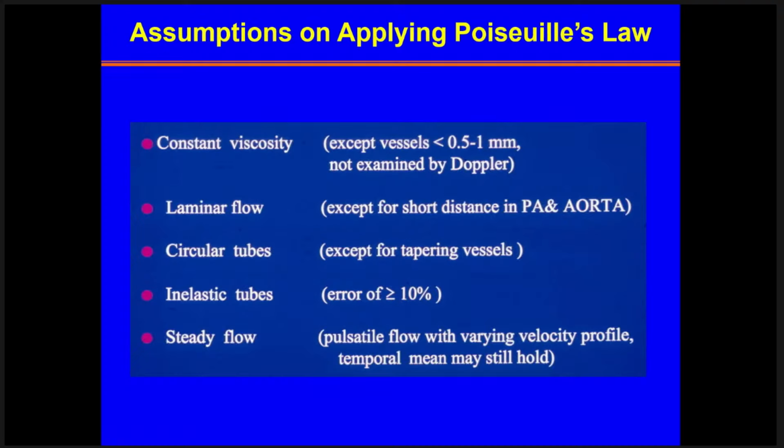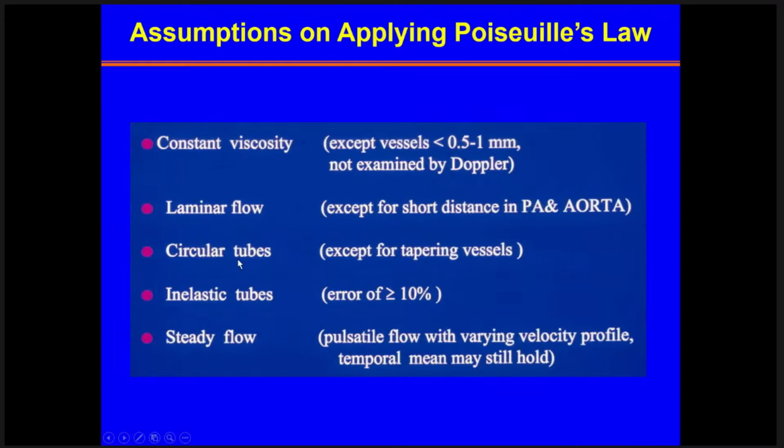One of the assumptions you see in this expression is that the viscosity is constant and does not change. That assumption holds until you start looking at very small blood vessels, less than 0.5 millimeters or 1 millimeter, because here some cells would enter and some others would not, and that changes the viscosity of the blood. These very small vessels are usually not examined by Doppler. The second assumption is that there is laminar flow, and that is a valid assumption except for a very short distance in the pulmonary artery and the aorta.